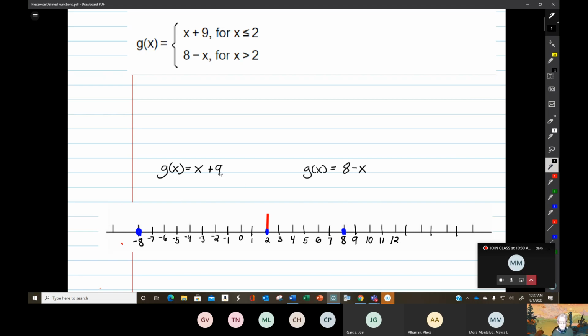So over here, where g of x equals x plus 9, if I evaluate -8, then I'll have g of -8 equals x plus 9. And I'm going to skip 2 for a minute. If I come over here to 8, where g of x equals 8 minus x, I'm going to say g of 8 equals 8 minus 8, which is 0.